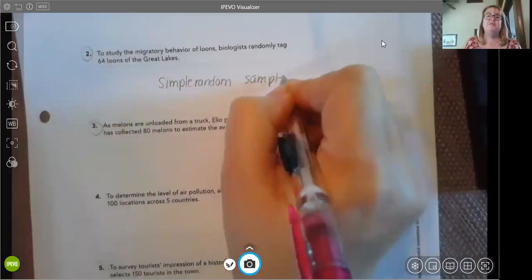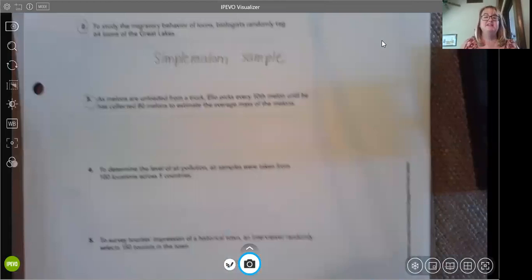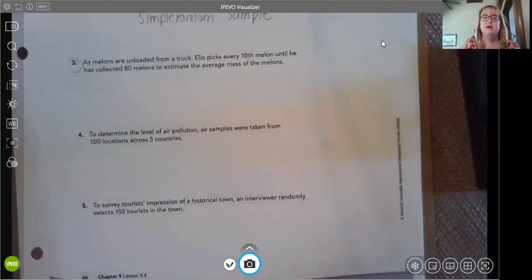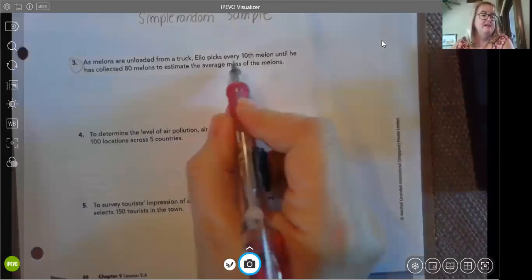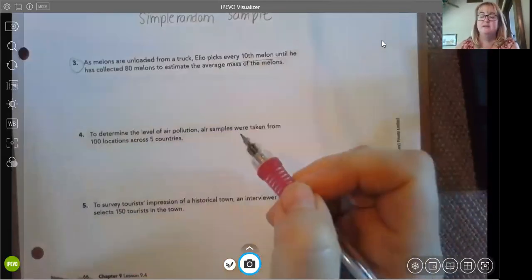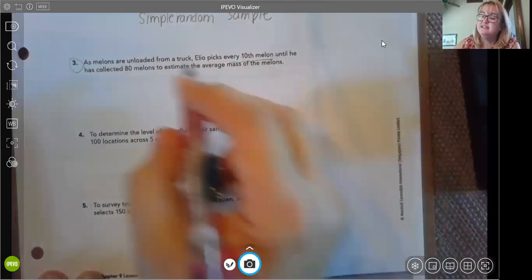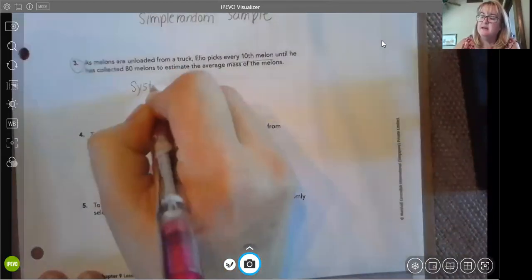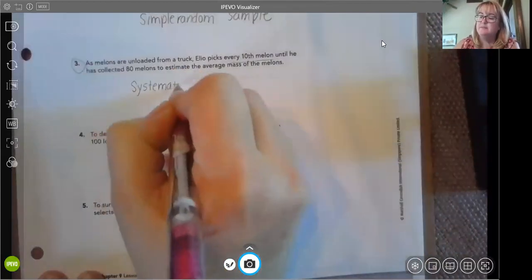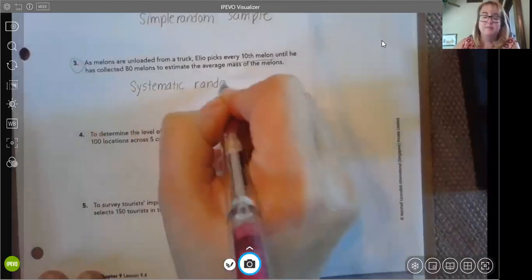All right, let's look at 3. As melons are unloaded from a truck, Elio picks every 10th melon until he collected 80 melons to estimate the average mass of the melons. So the melons are unloaded, they're coming along, every 10th one they're picked. That is your clue, every 10th melon. Which one would that be? That would be systematic random sample.